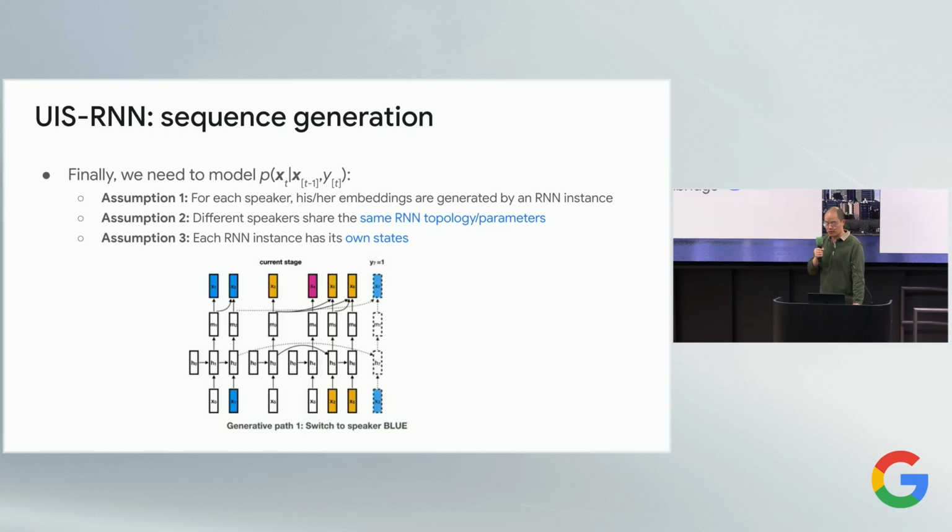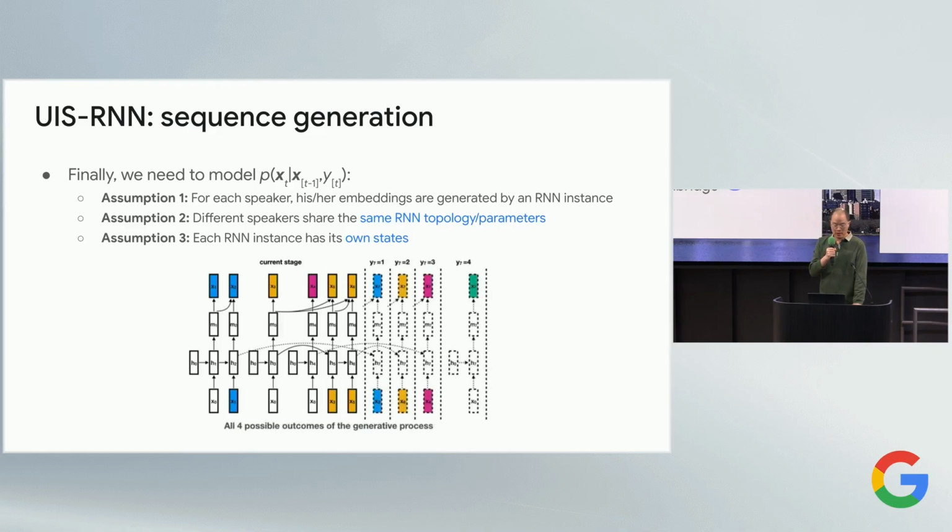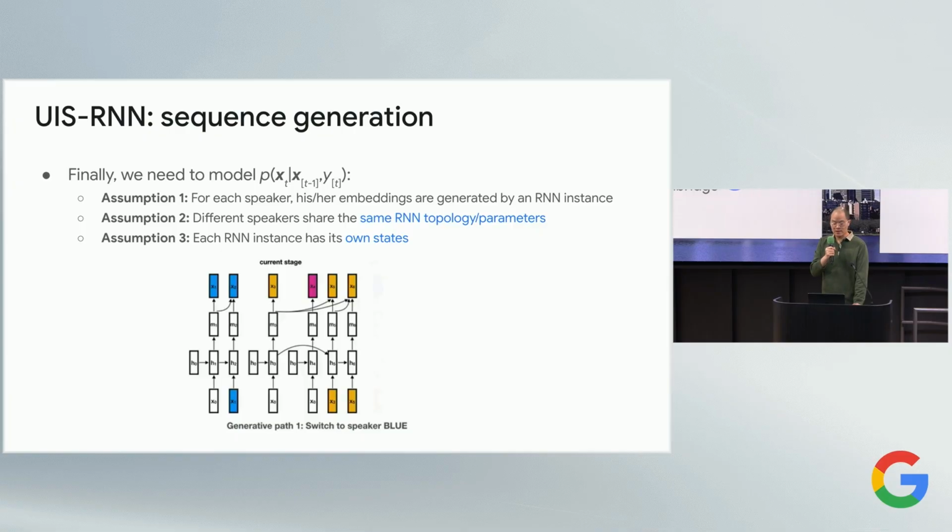The last part is called sequence generation. So here, we use a recurrent neural network. But what's special here is that we only have one set of parameters of the recurrent neural network, but we have multiple instances of the recurrent neural network. That means when we model different speakers, each speaker is a recurrent neural network instance. That means each speaker has its own states of the RNN. However, all the speakers' RNNs share the same set of parameters.